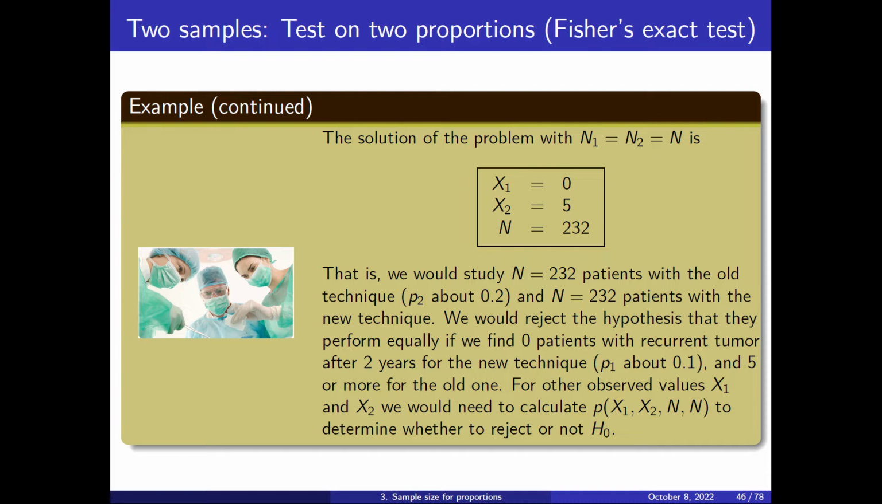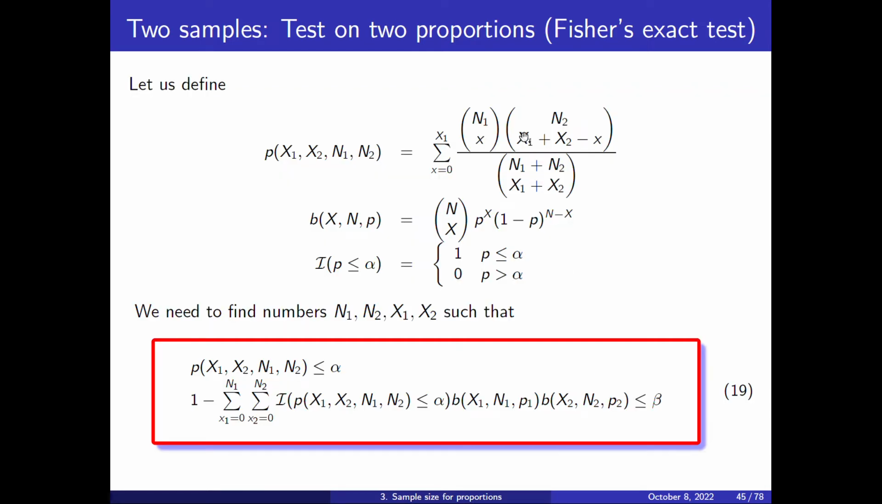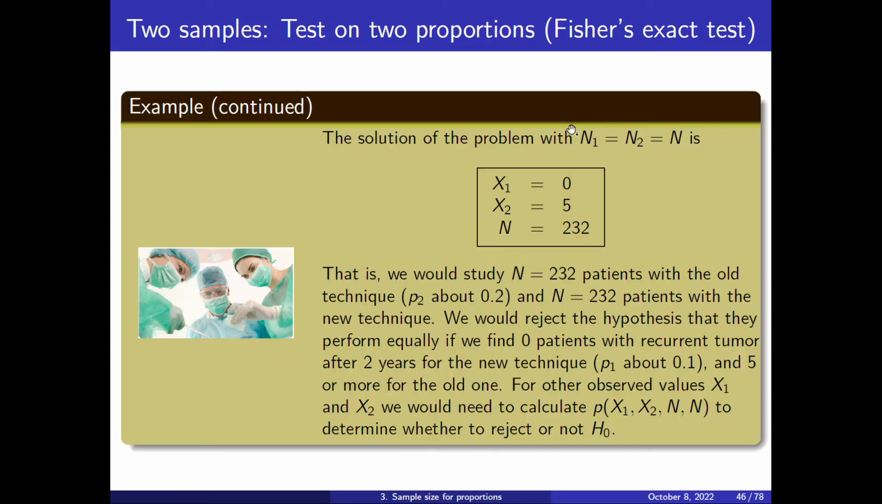So what do these numbers mean? It means that you will study 232 patients with the old technique, P2, of whom around 20% will have a recurrent tumor, and 232 with the new technique. So there are two groups, each one of 232 patients. We would reject the hypothesis that they perform equally if we find 0 in the new technique and 5 or more in the old one. And for other observed values of x1 and x2, you would need to compute this thing here and compare it to the threshold, this 5% threshold.